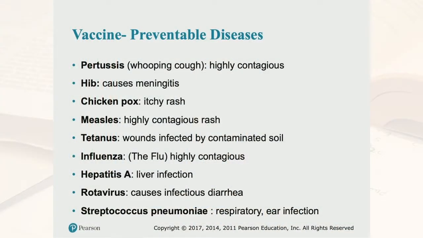Measles is very highly contagious. Again, measles can be a life-threatening type of situation depending on where you are health-wise. Tetanus, flu, we can be vaccinated for the flu, hepatitis, and streptococcus pneumonia, so respiratory and ear infections. So there are a lot of different vaccinations out there that keep us healthy.